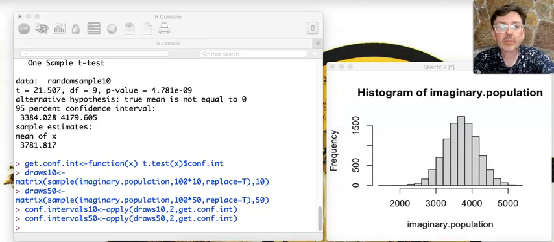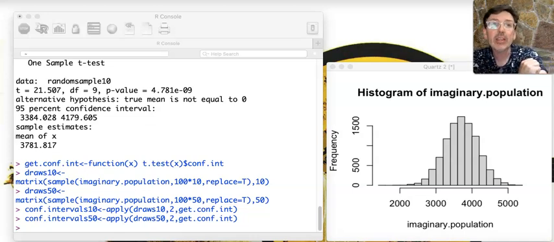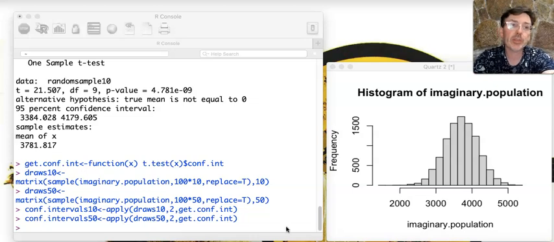Now, remember I said that a 95% confidence interval refers to the likelihood that if we resampled the population 100 times, 95% of the time it would contain the true population mean.